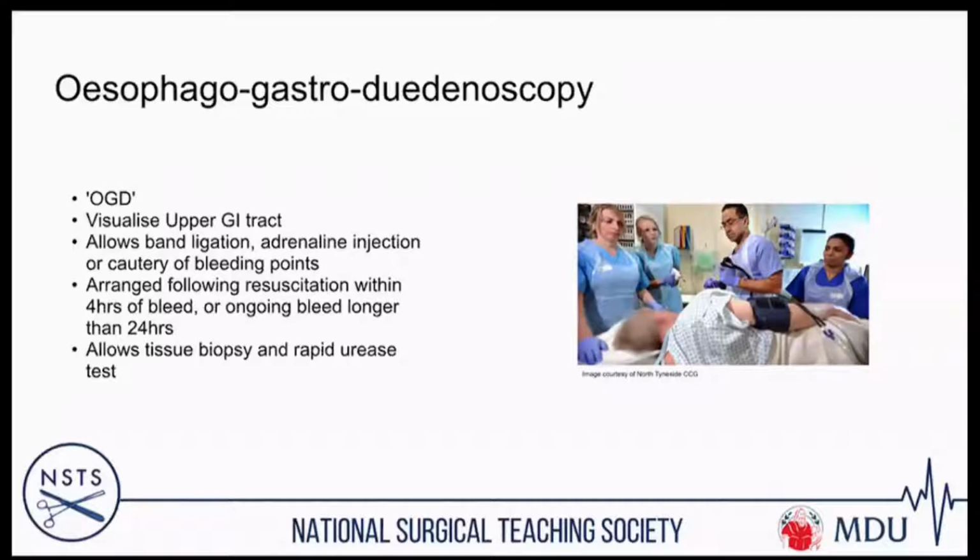And if you've got a massive bleed, it needs to be within 4 hours to try and help stop it. Ideally, the sooner the better, because then you get a better idea about whether there's anything still bleeding there. You can also, at this point, take a little biopsy for a CLO test or a rapid urease test. This is the one that looks for H. pylori there and then. So basically, the H. pylori produces urease, which converts urea to ammonia. So they take a little biopsy, drop some urea on it, and see if it produces ammonia.